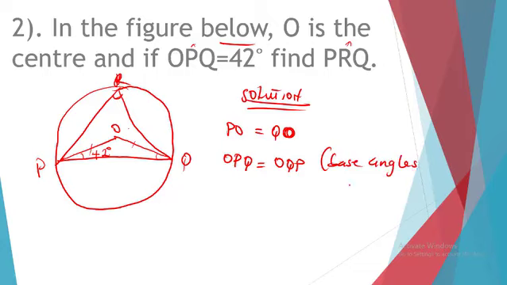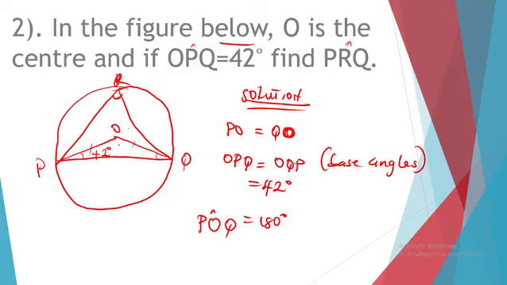Base angles of what? Isosceles triangle. Okay, and they are equal. So that means that these two angles are equal to what? 42 degrees. Now if that is the case, the total angle in this triangle should be what? 180. So angle POQ is supposed to be 180.